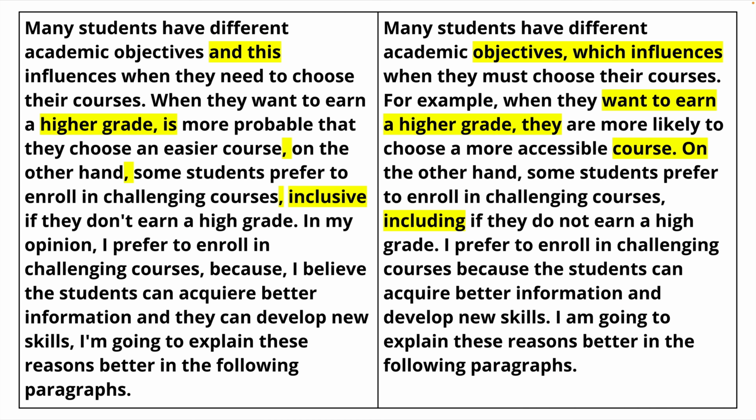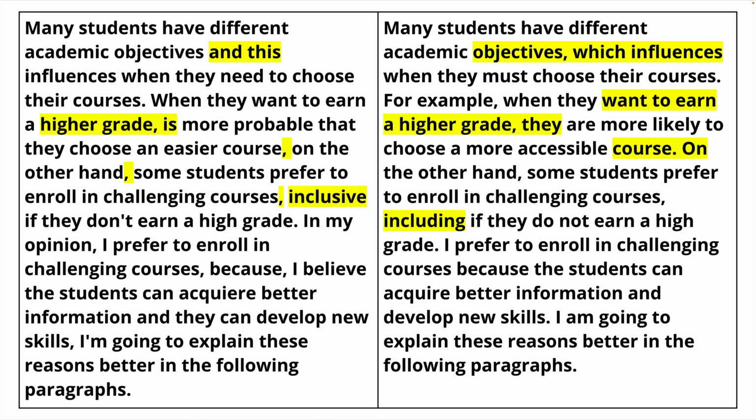I'm going to read the part on the left, the original. Second sentence: "When they want to earn a higher grade, it is more probable that they choose an easier course, comma. On the other hand, some students prefer to enroll in challenging courses, comma, inclusive if they don't earn a high grade." So this is awkward, and let's see what ChatGPT said. "For example, when they want to earn a higher grade, they are more likely to choose a more accessible course." Period, new sentence. "On the other hand," okay, and then change inclusive to including.